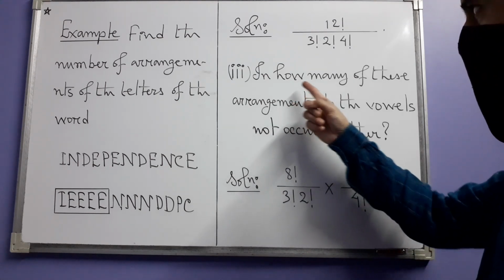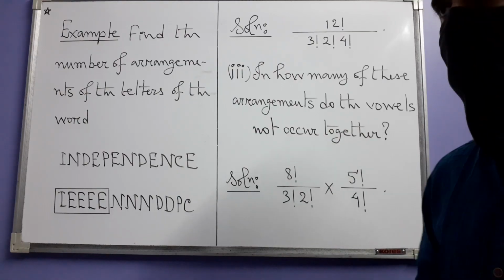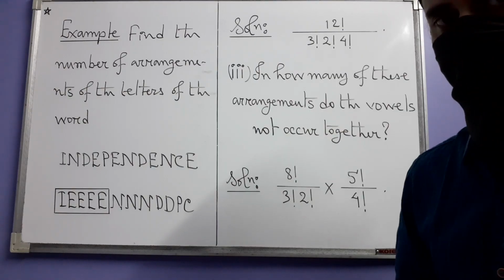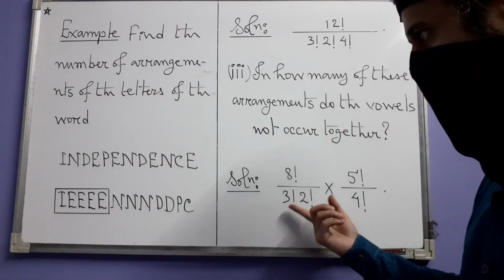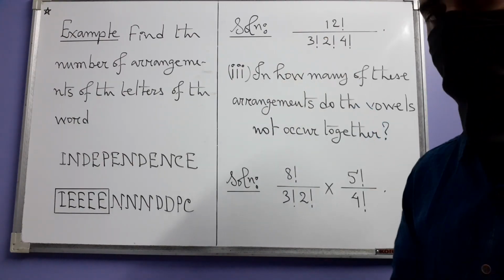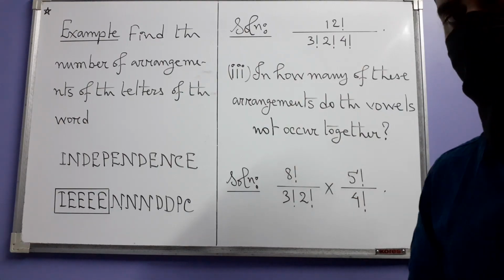Part 3, in how many of these arrangements do the vowels not occur together? And that number is this number minus this number. This is the number of arrangements in which the vowels occur together. And this is the total number of arrangements without any restriction. So that's why this minus this.